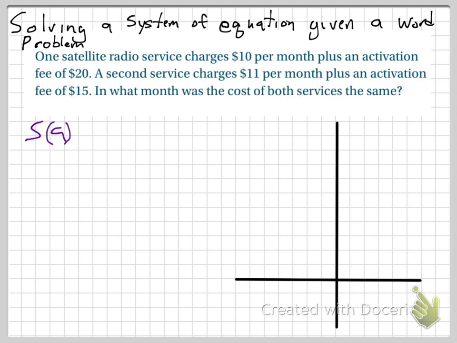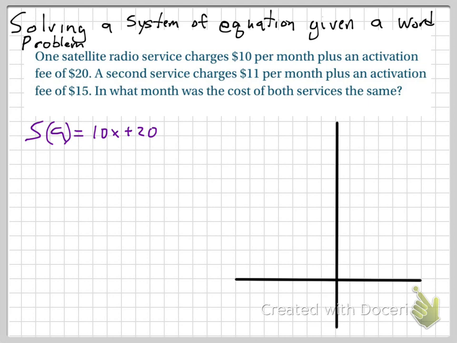We notice it costs $10 per month, so we're going to make it equal to $10 per month, and our per month is going to be our slope, so we're going to call it 10x. And there is an activation fee of $20, so that's a one-time fee of $20. So this is going to be our first equation.